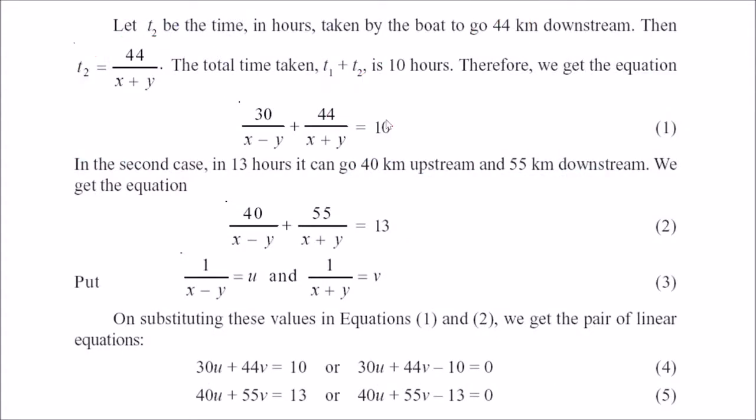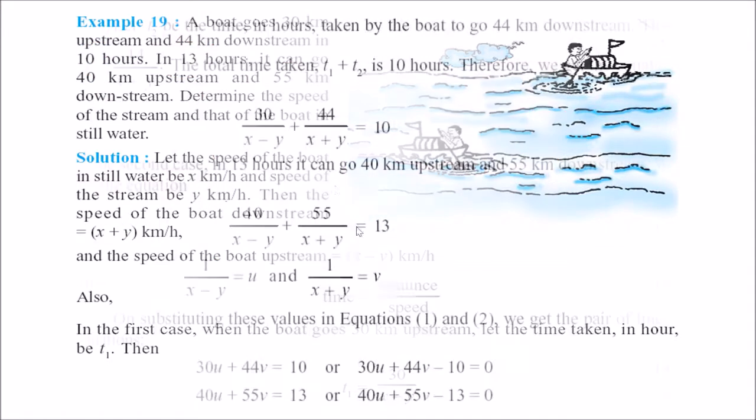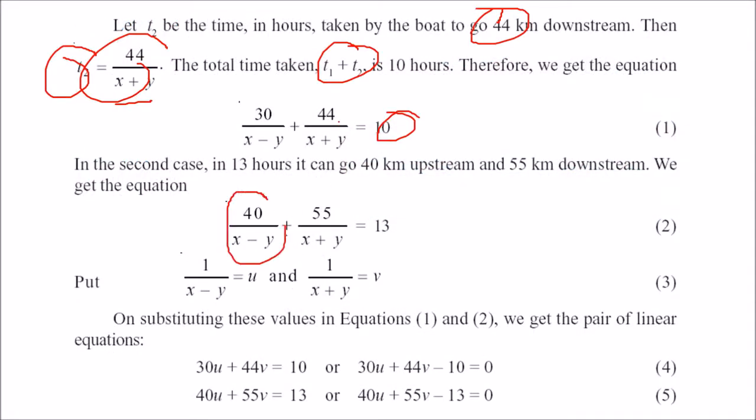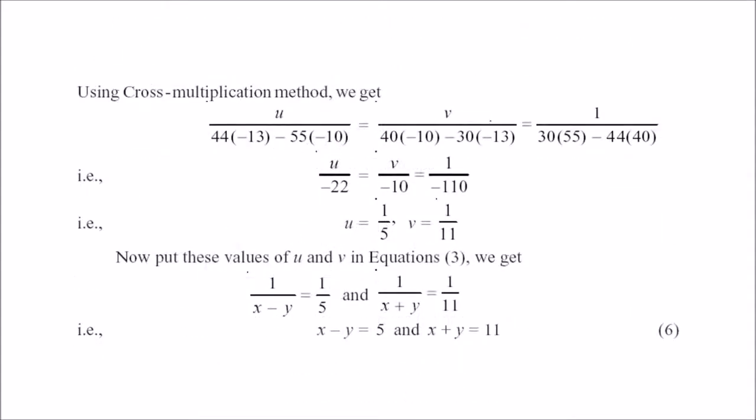In this similar fashion, the question says that 40 km upstream, 55 km downstream takes 13 hours. So this will be 40 by x minus y plus 55 by x plus y. By using time equal to distance by speed, it will be 30. Now here, these two are equations. 1 by x minus y you can take as u, 1 by x plus y you can take as v. So these two equations will become 30u plus 44v equal to 10, 40u plus 55v equal to 13. Take 10 here, take 13 here. Solve that by cross multiplication method. You get u and v like this.